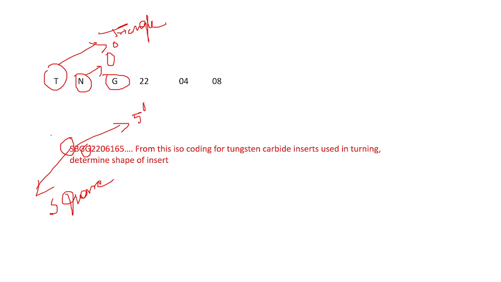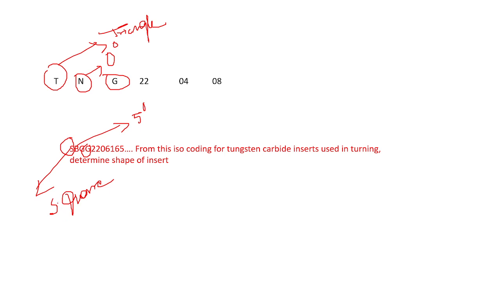Say, for example, that code would be provided to you in questions, so you need to answer according to the question, like in a tungsten carbide insert, tell me the shape of the insert by reading that ISO code. So that's all about the ISO coding system.